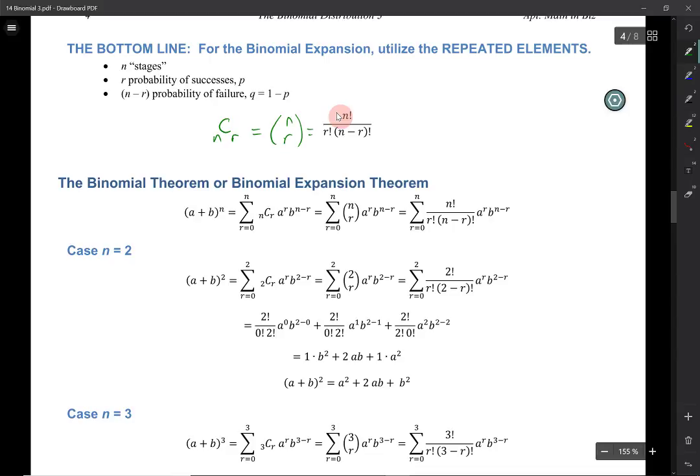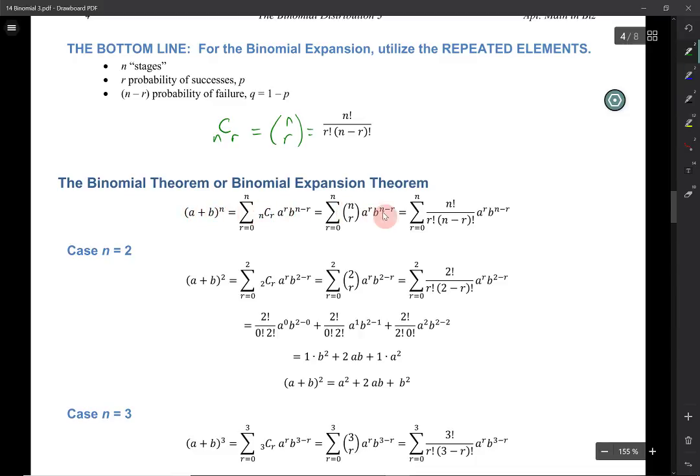Okay, so anyway, if you didn't totally follow all of that, don't worry about it. It's just sort of a proof, trying to explain why. The bottom line is to remember that we have these. That's what it means. If the order doesn't matter, you use the C.